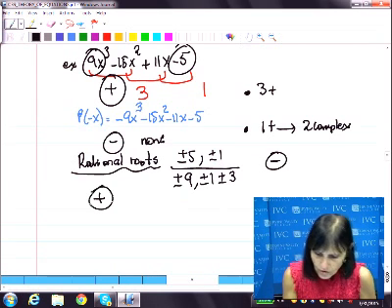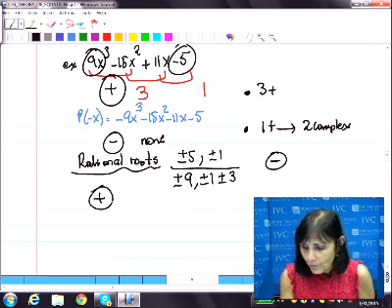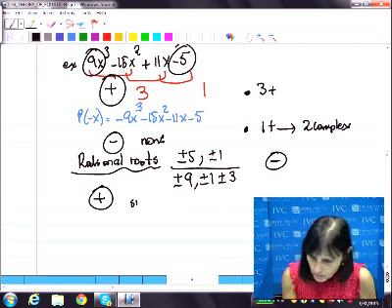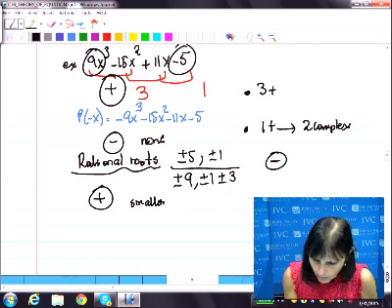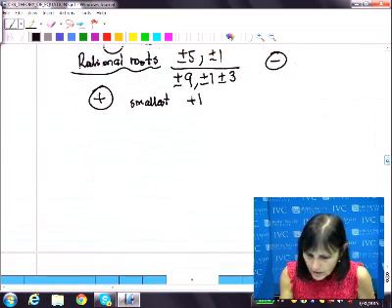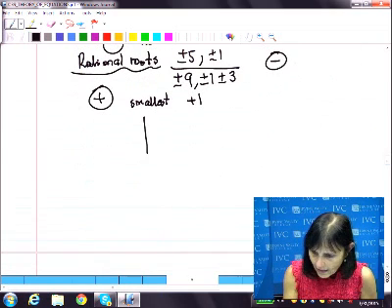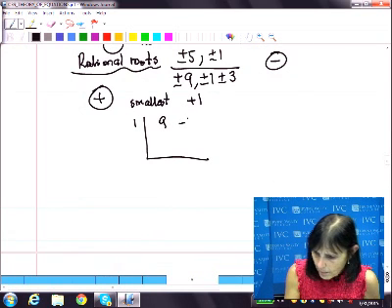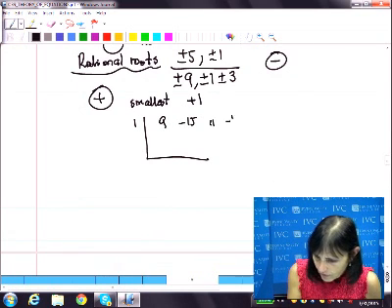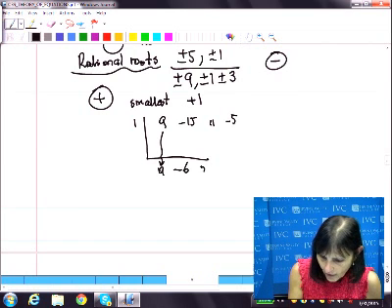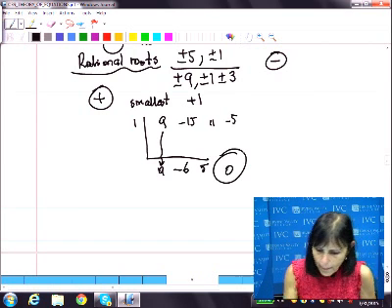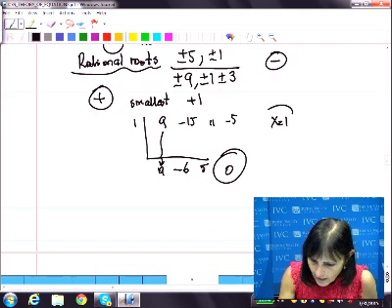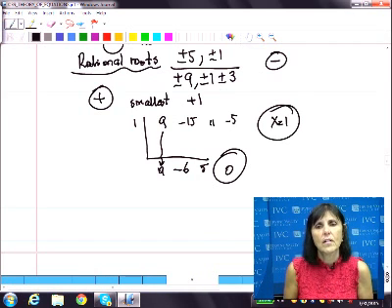Now, since I have no negative roots, I don't have to try the negative roots. Let's try the positive roots. Since I may have 3 of them, try the smallest one. What is the smallest positive? It's positive 1. So what is the fastest way to check that? Just divide with synthetic division. 9, minus 15, 11, negative 5. When you do that, you're going to get 9, negative 6, 5, and 0. That means x equals 1 is a root.